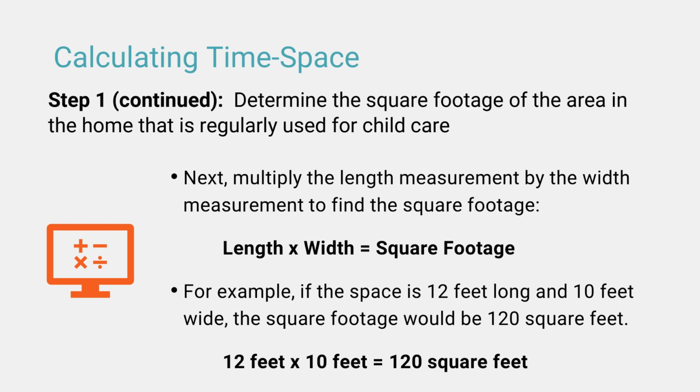For oddly-shaped spaces, such as rooms with an extra nook or filled by a closet, break your room into smaller rectangular blocks. Use the square footage calculation for each block and add the totals together.